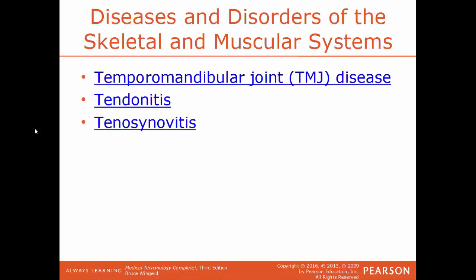Tendinitis is an inflammation of a tendon. And the last one on here, tenosynovitis, is the inflammation of a tendon where it actually connects to a bone. And a tendon is what will connect muscle to a bone.